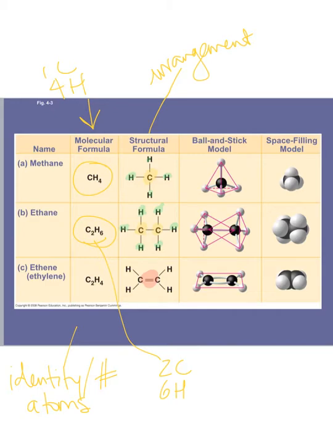We can also show you the ball and stick model. This shows you the geometry of the molecules. So how is it arranged? How are they arranged, and how they look in a 3D structure? So we're not going to spend too much time on those here in biology. You'll learn a lot more about those in chemistry.